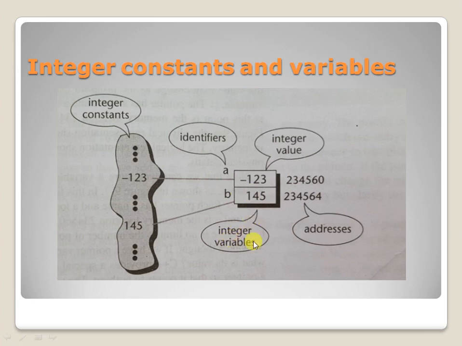So these are the integer variables. The names of the identifiers are A and B, and they are holding certain values, that is integer values. So minus 123 and 145 are the integer values, and these other two are the memory addresses, or where these actual variables are stored.